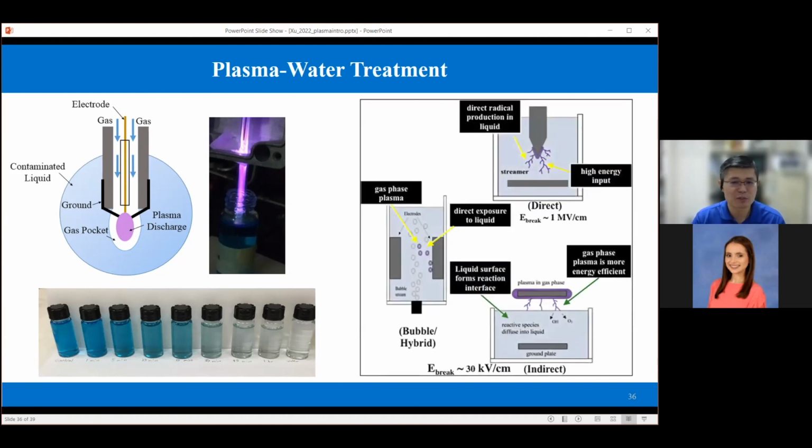Now, there are lots of different ways to do water purification. Here's just some different ones. You can do a direct streamer, you can do bubbles, you can do liquid surface interactions. Here is a direct plasma jet that goes into the water, kind of like is shown here.